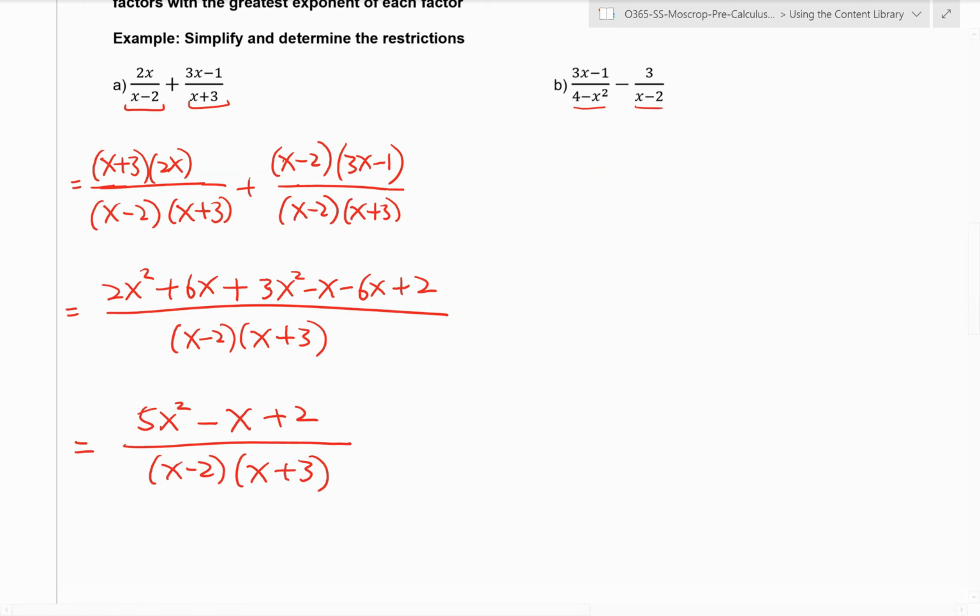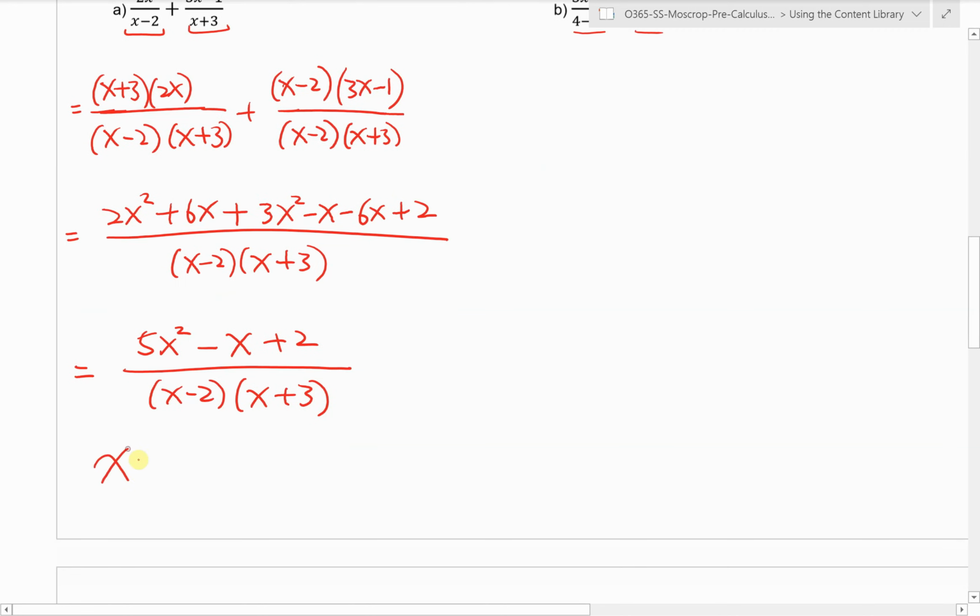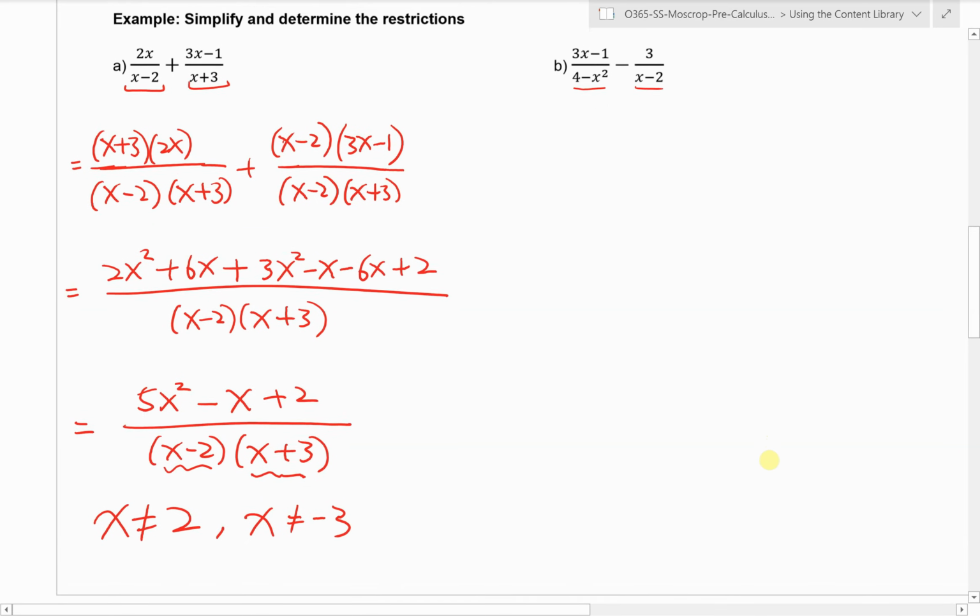So you always try to factor if possible, even at the last stage. And if you cannot factor this anymore, I wouldn't even worry about expanding it. I would just leave it like this as your final answer. And your restrictions then would be, well, here x cannot equal 2, and here x cannot equal negative 3. Okay, so these are your restrictions. So that's part A. I'll let you try part B yourself. So again, the very first step is to factor if possible. Okay, good luck.